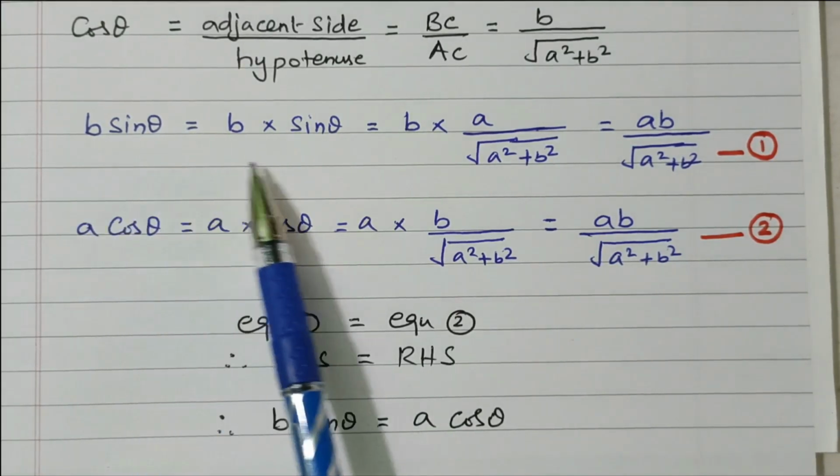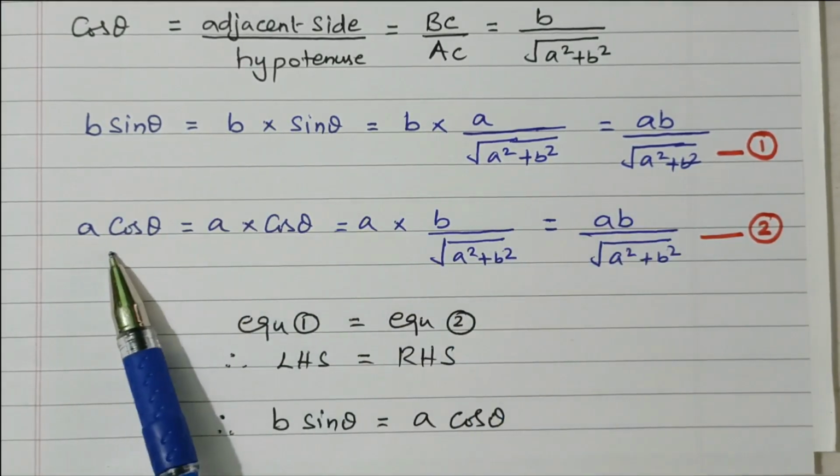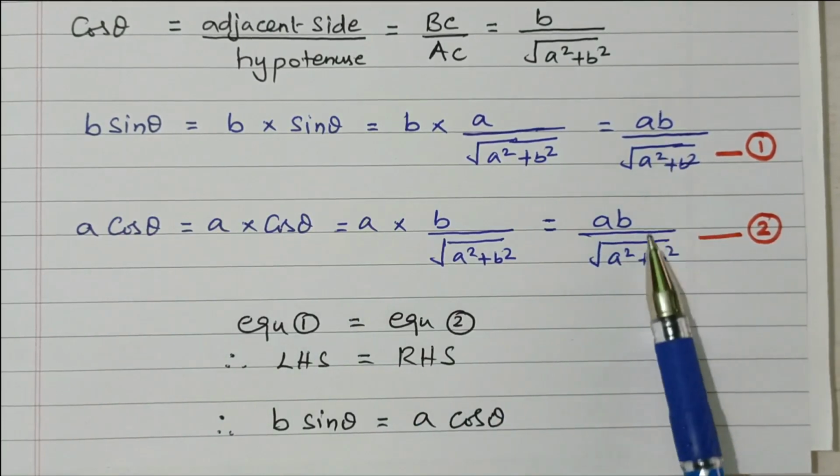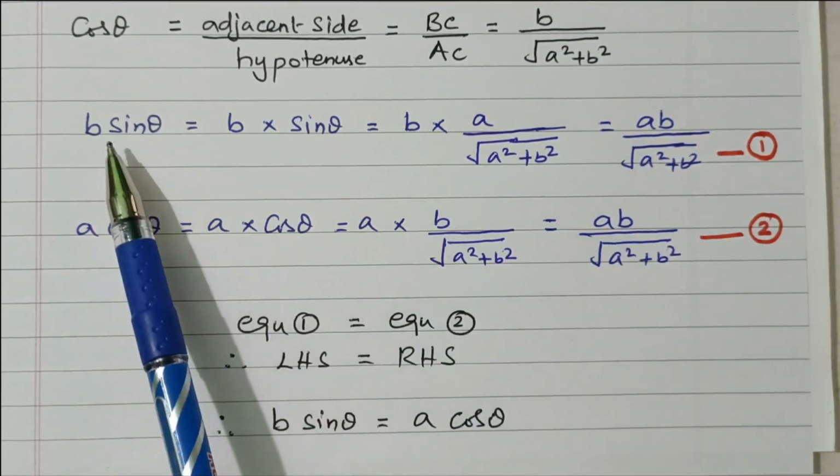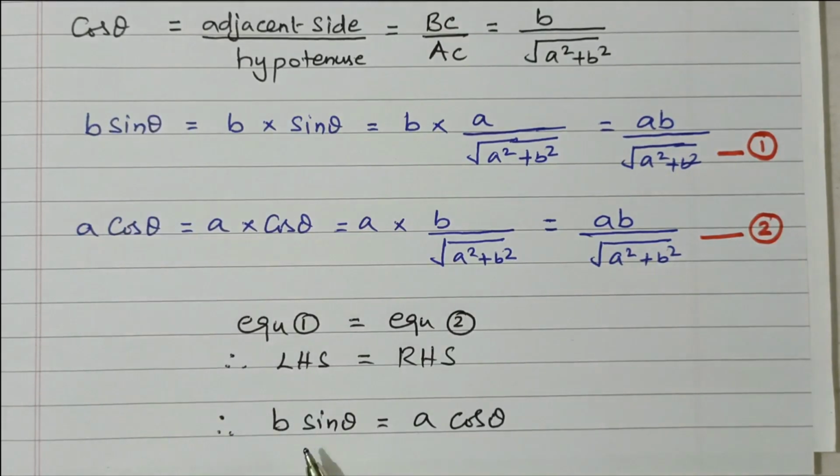The b sin theta value is the same as the a cos theta value. So by referring to these two values, we can say that these two values are equal: b sin theta equals a cos theta.